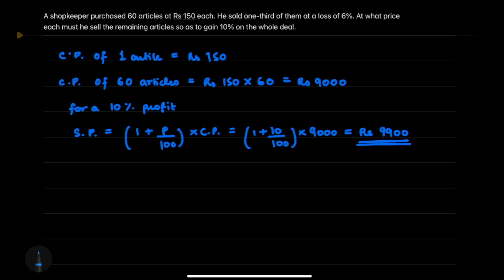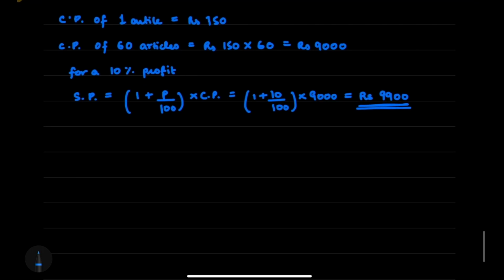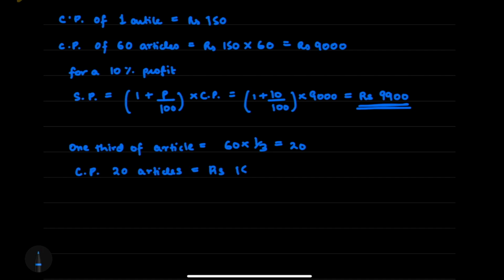So we already know that he sold one third of the items at a loss of 6%. So let's first find out how many articles were sold in this deal. And this comes out to be 20 items. So let's calculate the cost price of these 20 items. It comes out to be 150 into 20, which is 3,000 rupees.